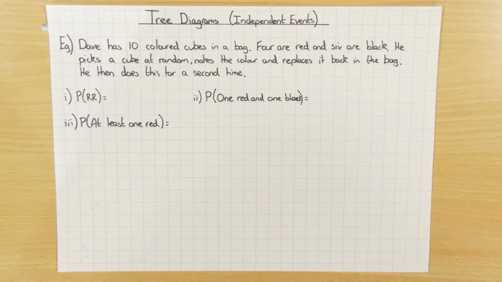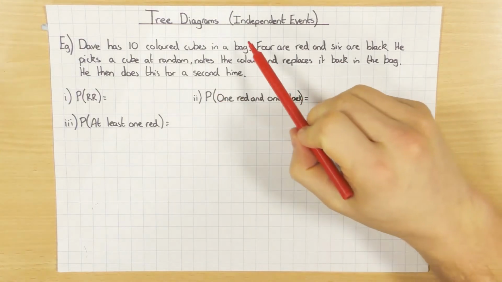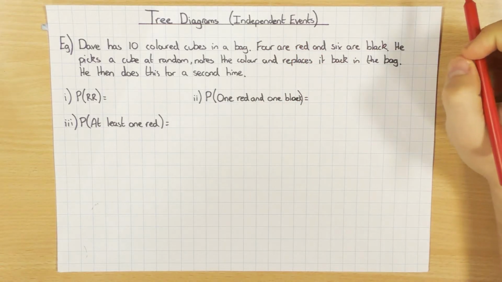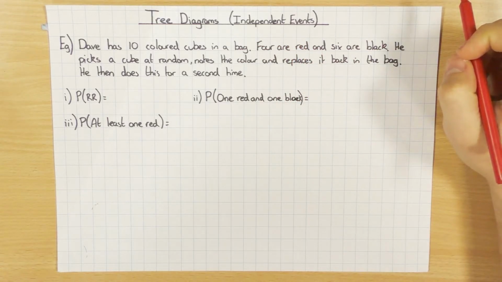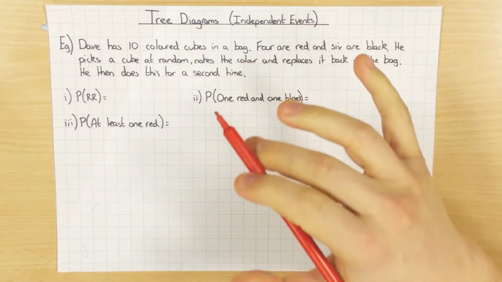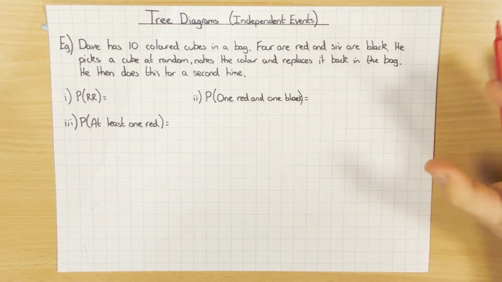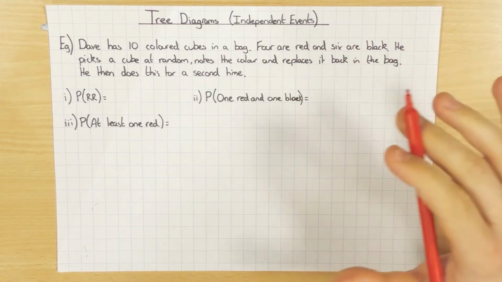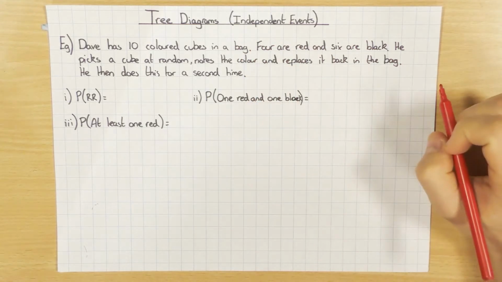Hi guys, in this video we're going to have a look at tree diagrams, and in this particular video we're going to have a look at when we've got independent events. So when it says independent events, all that means is that when you do the first event, it has no impact on the second event. Okay, they're completely independent, they don't affect each other, and then we call them independent events.